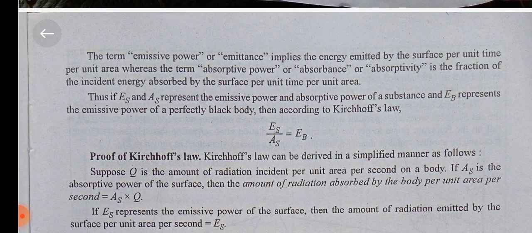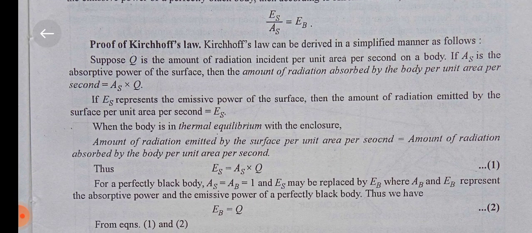The term emissive power or emittance implies the energy emitted by the surface per unit time per unit area, whereas the term absorptive power or absorbance or absorptivity is the fraction of incident energy absorbed by the surface per unit time per unit area. Thus, if ES and AS represent the emissive power and absorptive power of a substance, and EB represents the emissive power of a perfectly black body, then according to Kirchhoff's law, ES by AS is equal to EB. Proof of Kirchhoff's law.